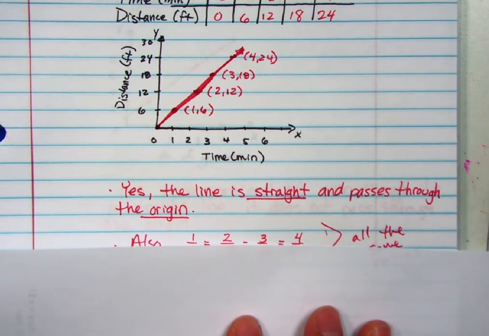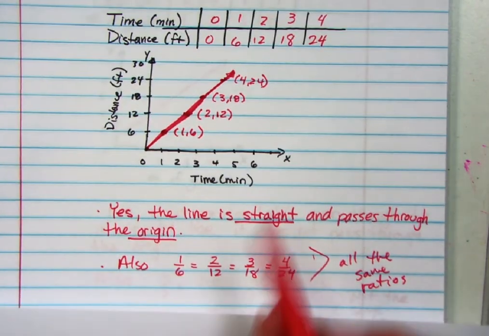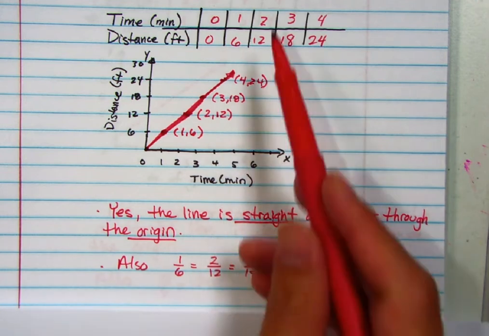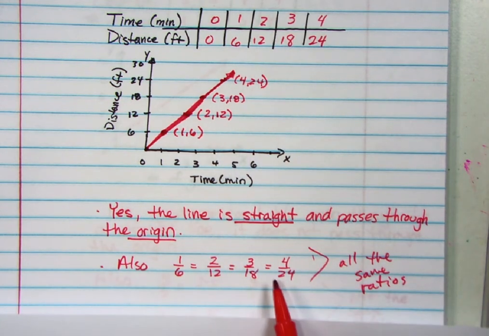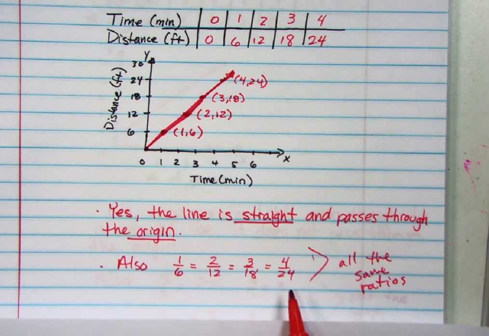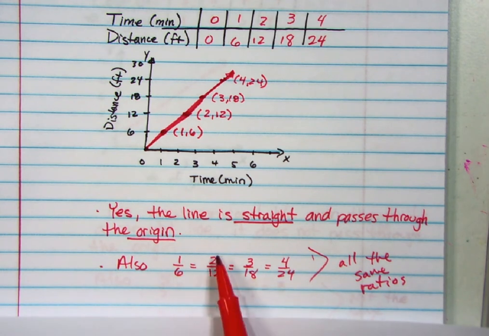Very good. Also, I could have taken these ratios, 1 over 6, 2 over 12, 3 over 18, and 4 over 24, and notice that all of them give you the same ratio. That's 1/6. This reduces to 1/6, and so do the other two.